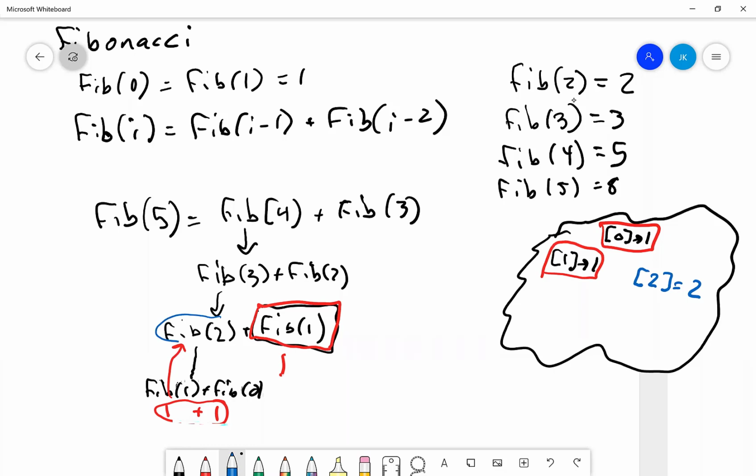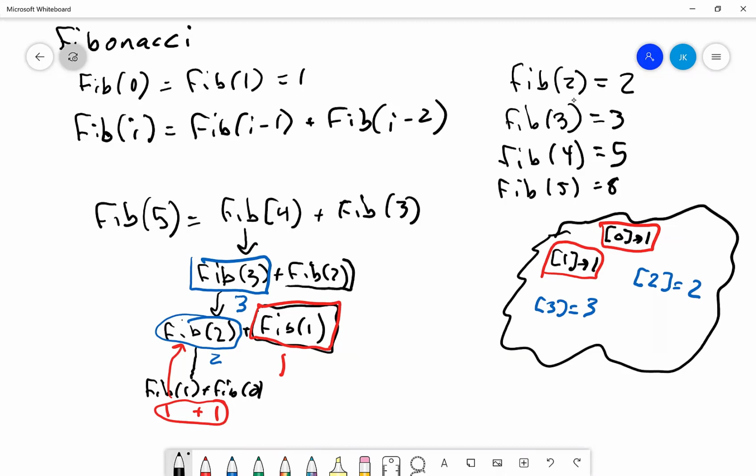So now fib of 2 has a value, and its value is 2. And I knew that 2 plus 1 is 3. So now I know the value of fib of 3. So I can remember over here, 3 is going to be 2 plus 1. That's going to have the value 3. Okay. Now I come to the second half over here.